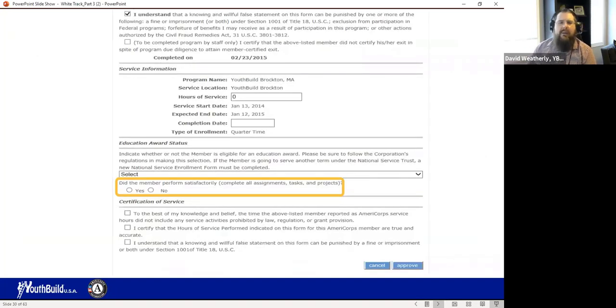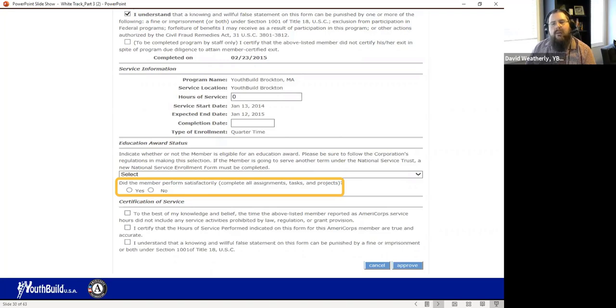The last thing I want to say about this exit process, and again, there are resources if you want to see a video that goes a little slower and step by step through all of this, is about a box on the exit form that asks: did the member perform satisfactorily, complete all assignments, tasks, projects? This seems like a fairly straightforward question. You think about the member. Did they do a good job? Maybe not. You select yes or no.